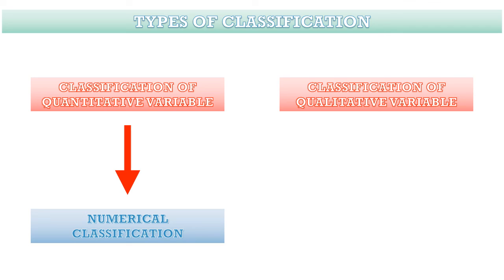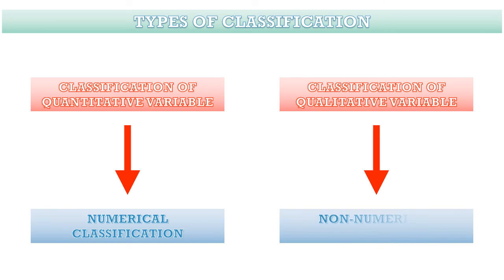We have already studied quantitative and qualitative in the first chapter. Quantitative basically means numerical data, the data which can be expressed by numerical values. So classification of quantitative variable is basically numerical classification, while classification of qualitative variable is basically classification of non-numerical data. Qualitative variables basically mean personality traits, nature, color, mood, etc. These things cannot be expressed by numerical values, so they are called non-numerical classification.